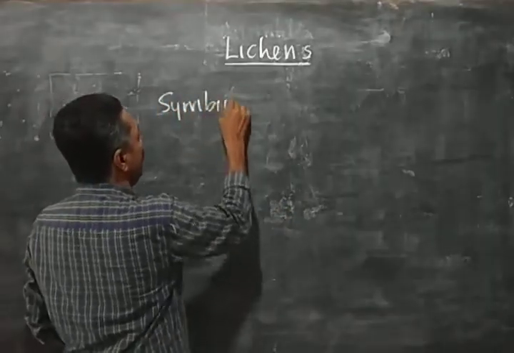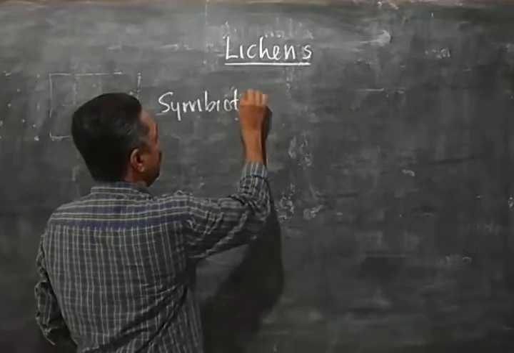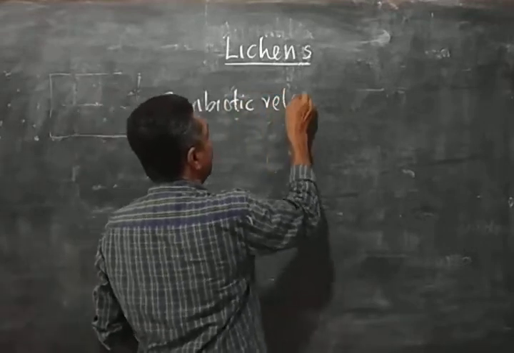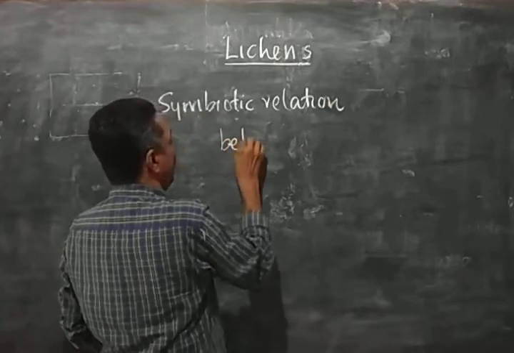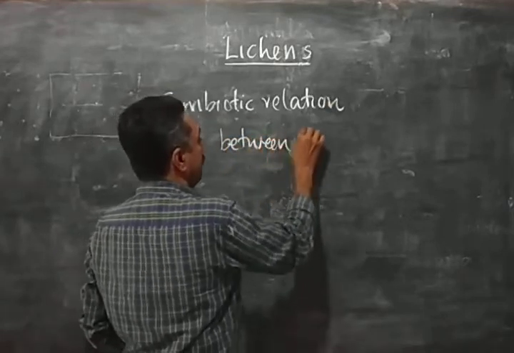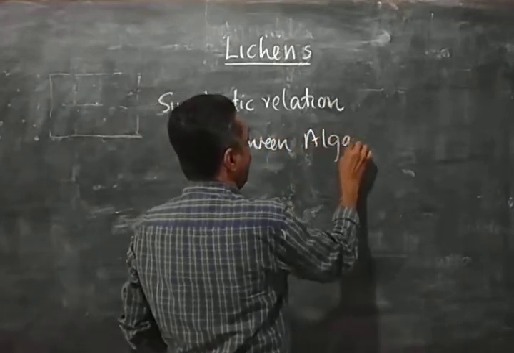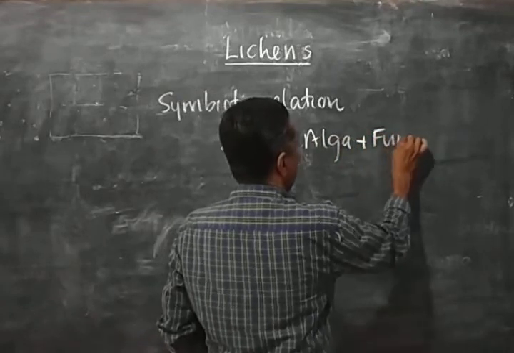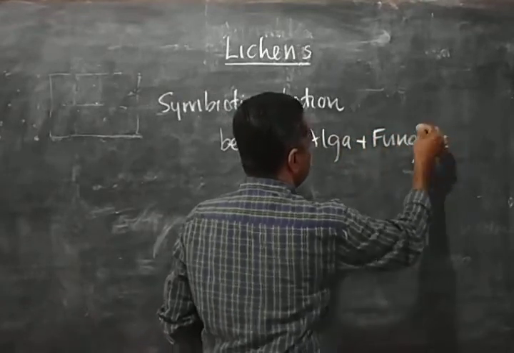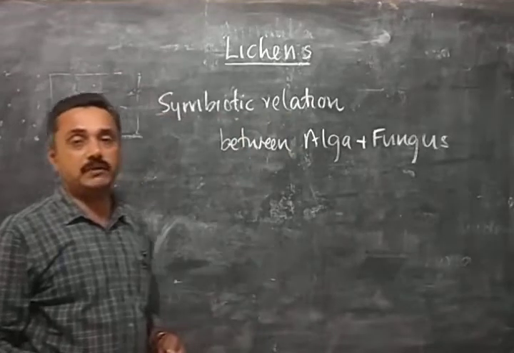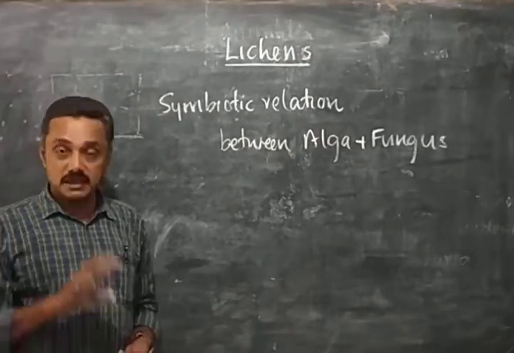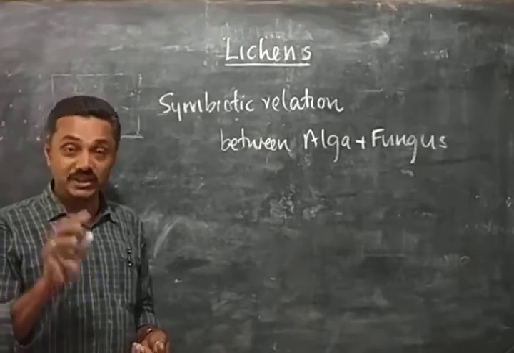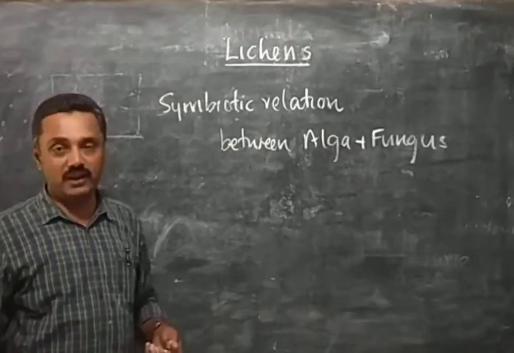Symbiotic relation between alga and fungus is called lichen. Symbiotic relation is a type of relation in nature.